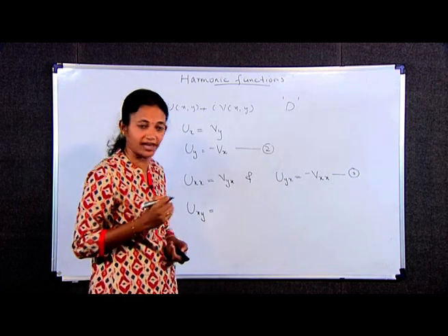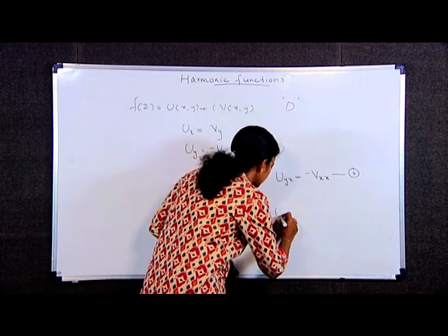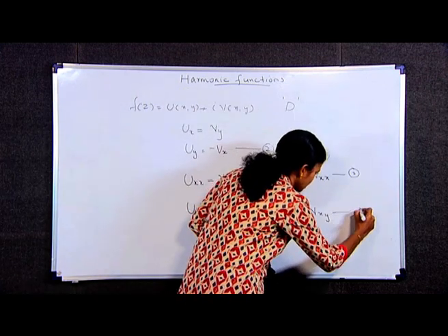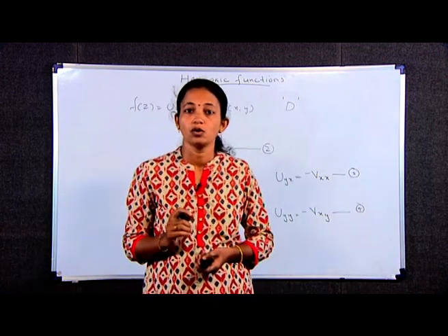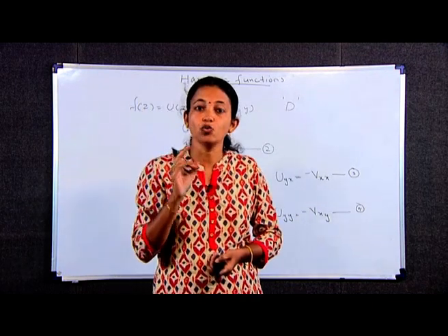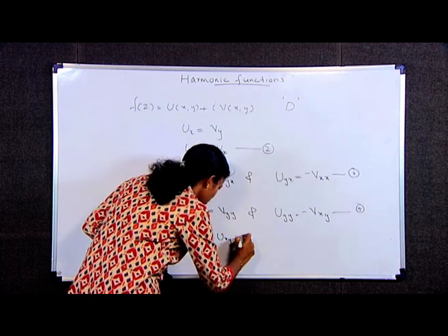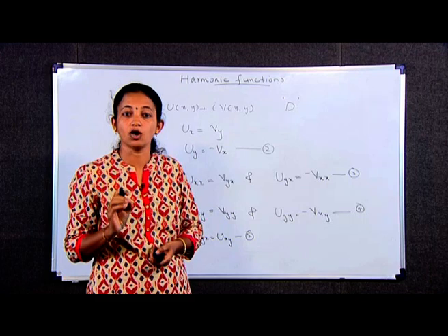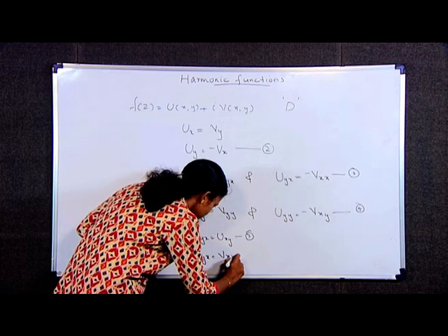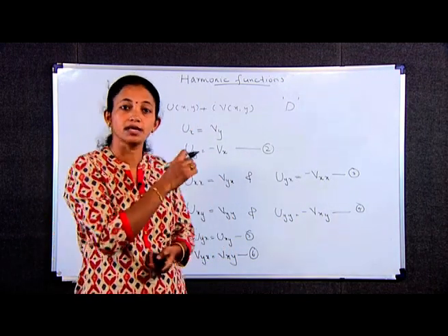Similarly, differentiating with respect to y, equation 2 yields u_xy is equal to v_yy and u_yy is equal to minus v_xy, equation number 4. Now, by theorem A, the continuity of the partial derivatives of u ensures that u_yx is equal to u_xy, equation number 5. Similarly, we have v_yx is equal to v_xy, equation number 6.